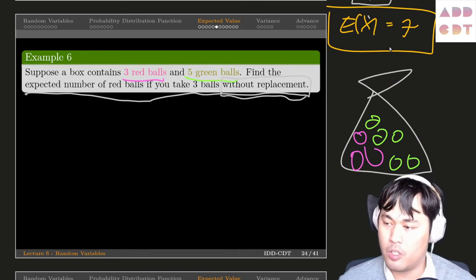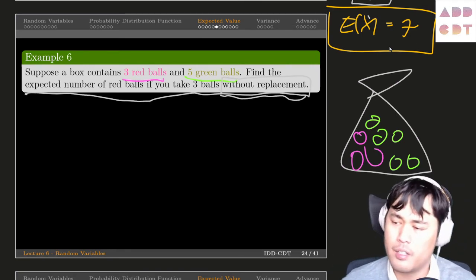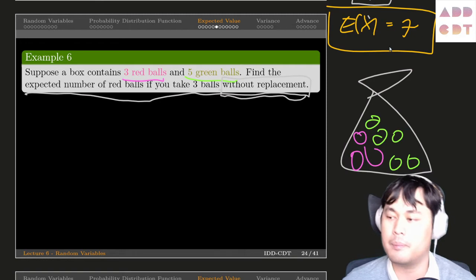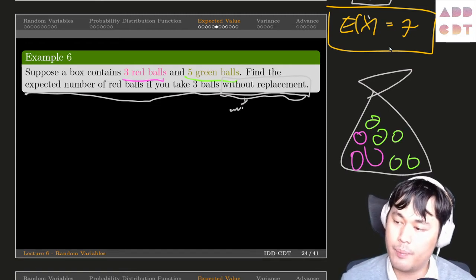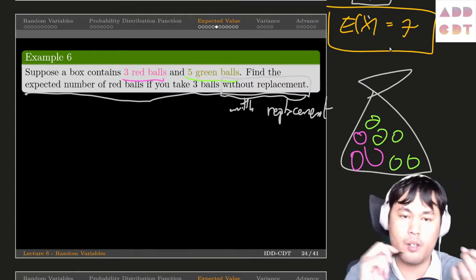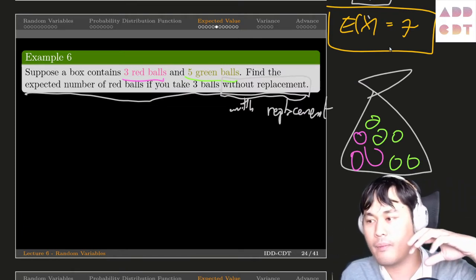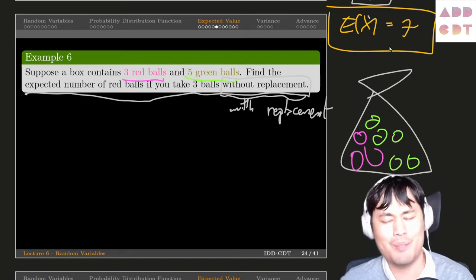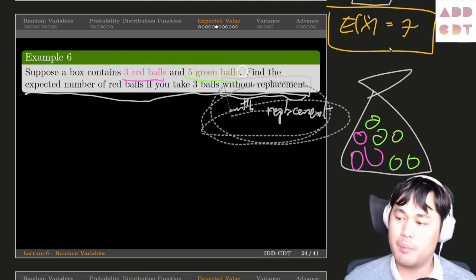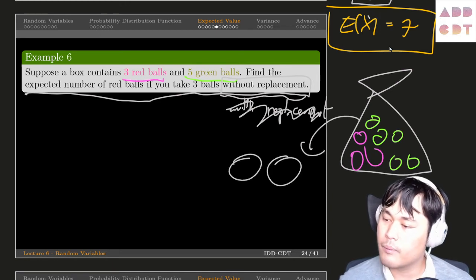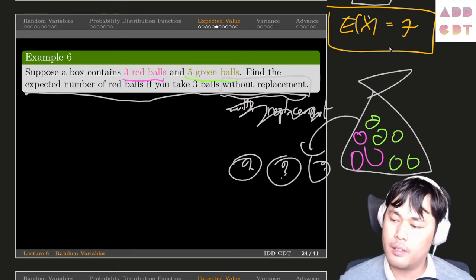For this part you have to go back a number of lectures. When we say without replacement, it means we take 3 balls out at the same time. If it says with replacement, you take a ball, take a note of what color it is, and put the ball back. That's what I mean by replacement. But here it's without replacement, so we take 3 balls out at once. Then we count how many red balls there are.